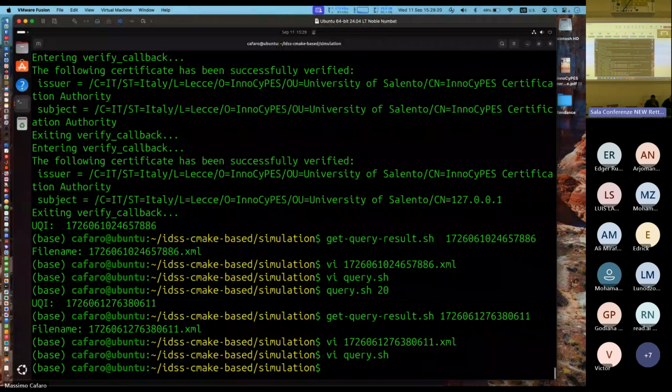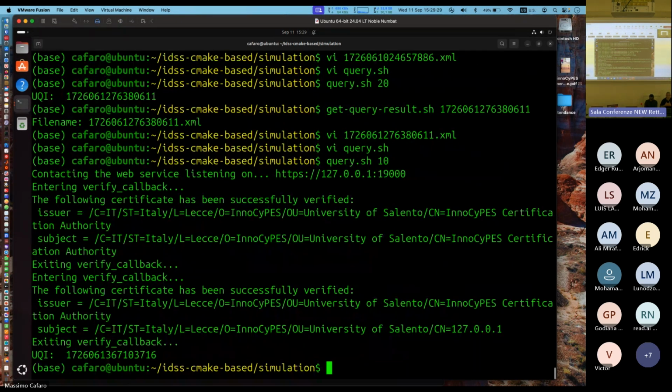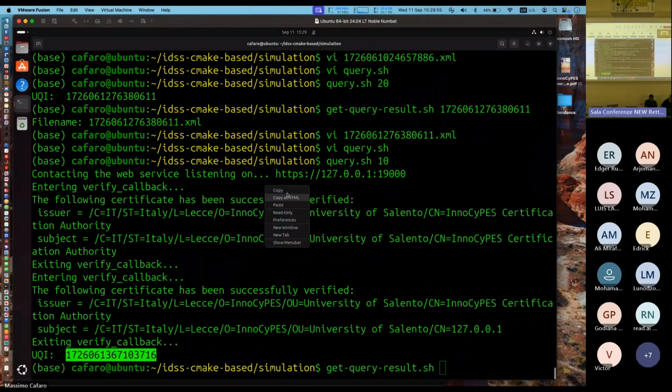So say that now we allow it to run for only 10 seconds. So we are the user. We decide how much time we are allowed to wait. Of course, the more we wait, the more results can be collected. So let's see how many records we get back by using 10 seconds instead of 20.